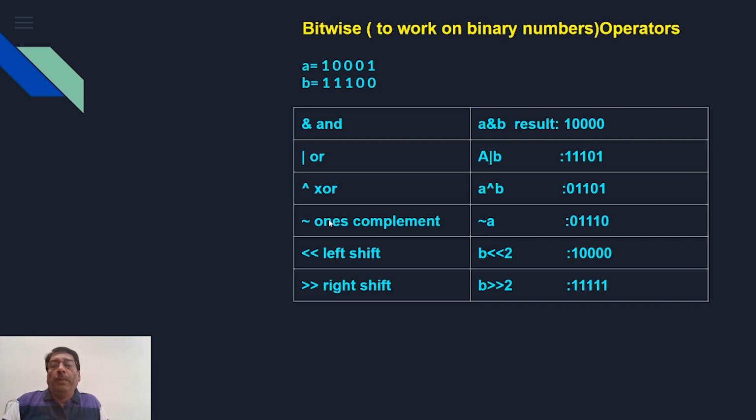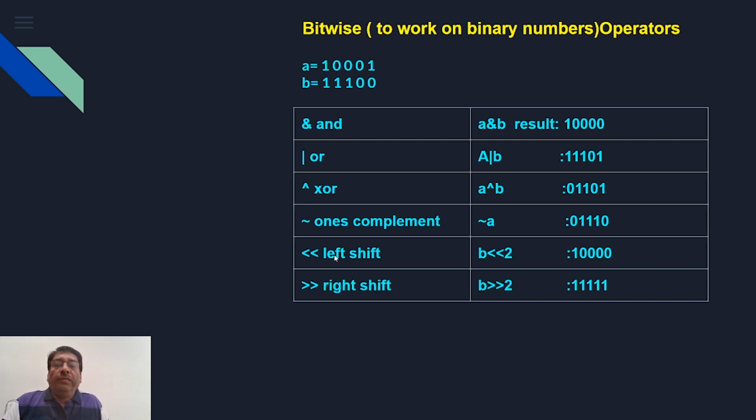Coming to ones complement, you can show it with the help of the tilde symbol. Ones complement of A, you just need to convert the value 0 into 1 and 1 into 0. So this becomes 0, this becomes 1 1 1, and then 0. That is what you call ones complement.